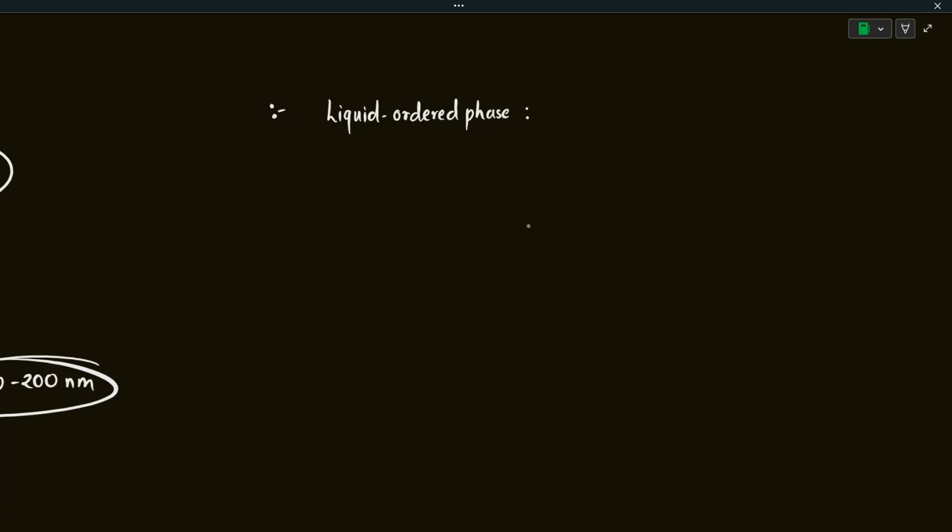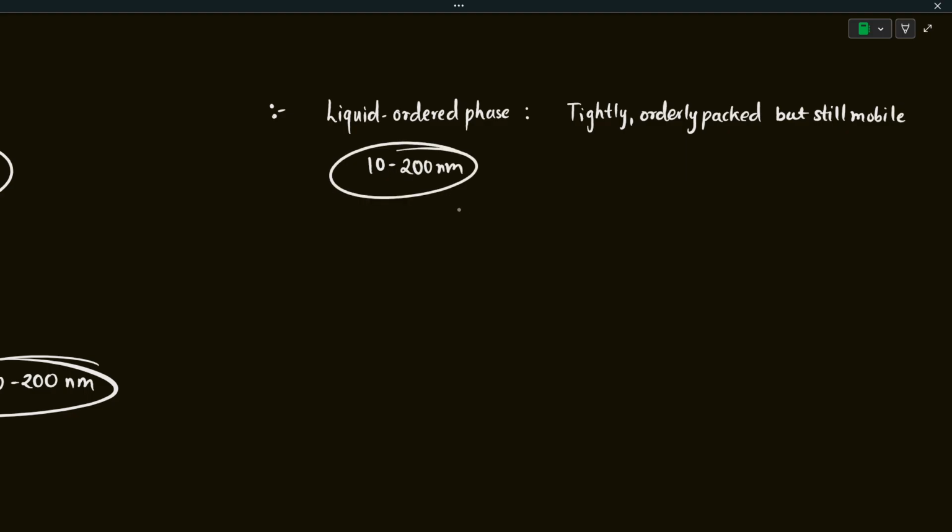They are tightly packed, and even though they are tightly packed, they are mobile, and that is why it is called liquid ordered phase. So they are tightly and orderly packed, but still mobile, and hence referred to as liquid ordered phase. The size of the lipid rafts is 10 to 20 nanometers, so they are also referred to as nanoclusters that are present on the plasma membrane.